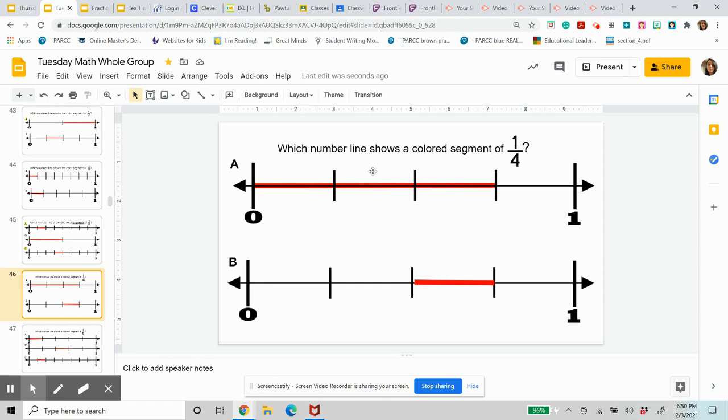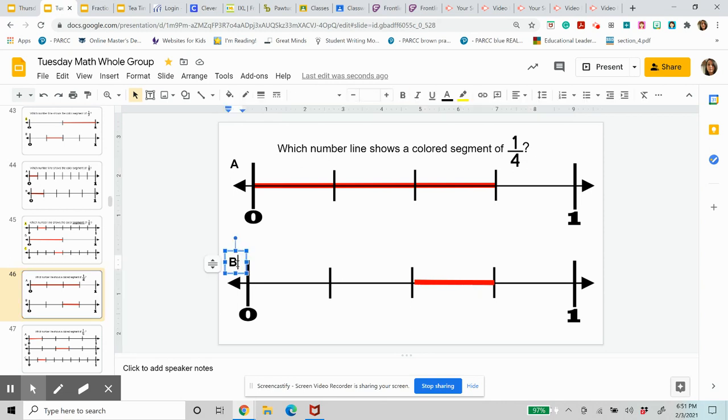So let's see. 1, 2, 3, 4. This has 4 pieces, but this is 1 piece, this is 1 piece, this is 1 piece. That's 3 pieces colored in. So that's not 1/4. Let's see this one. 1, 2, 3, 4. That one has 4 pieces. And oh look, 1 piece, 1 segment is colored in. So 1/4, B would be your choice.